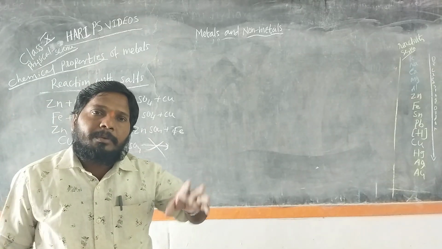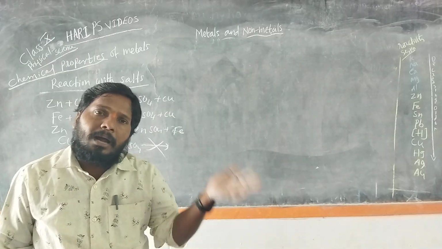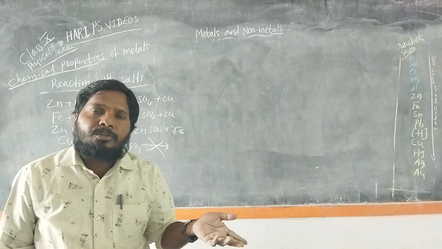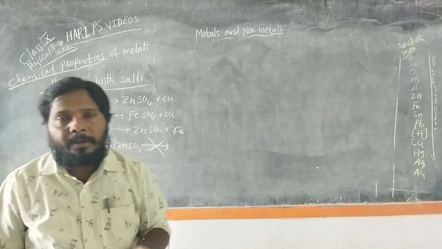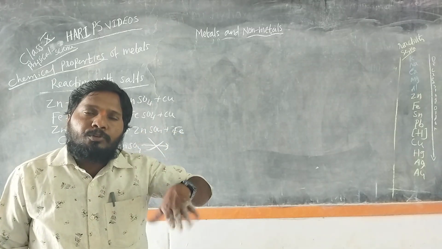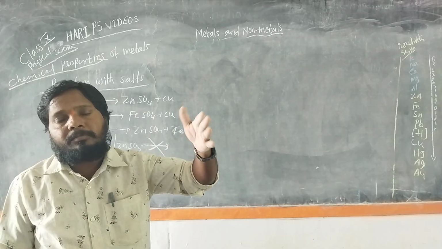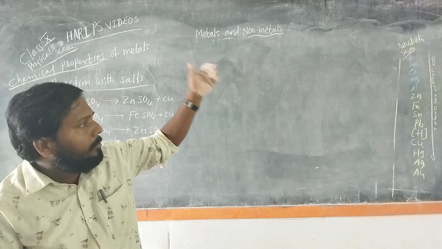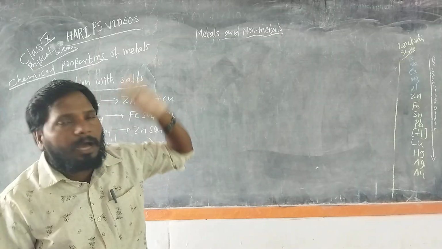A displacement reaction is a chemical reaction in which a metal or an element is displaced by another metal or element. Generally, a less reactive element is displaced by a more reactive element. So a less reactive metal like copper is displaced by zinc, iron, aluminum, magnesium, calcium, sodium and potassium, because copper is less reactive than the others.